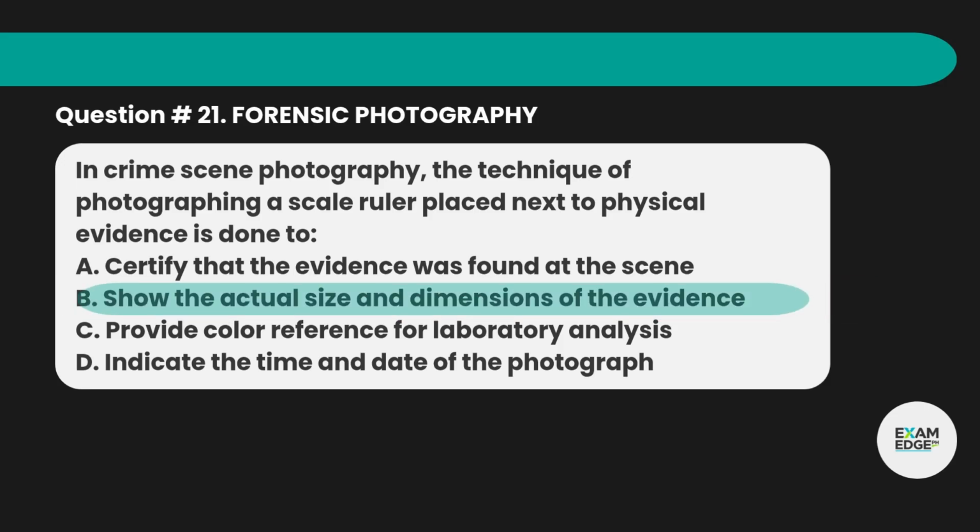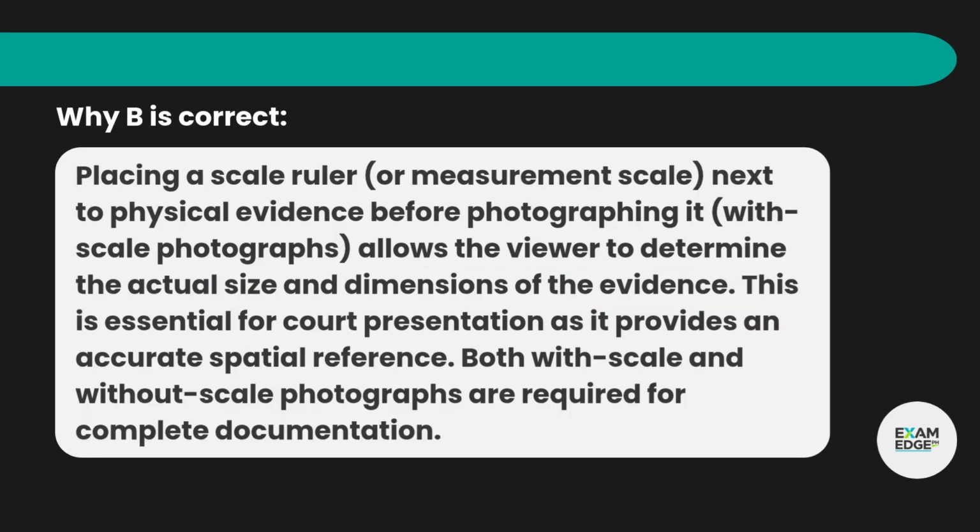Correct answer: B. Show the actual size and dimensions of the evidence. Why B is correct. Placing a scale ruler, or measurement scale, next to physical evidence before photographing it, with scale photographs, allows the viewer to determine the actual size and dimensions of the evidence. This is essential for court presentation as it provides an accurate spatial reference. Both with scale and without scale photographs are required for complete documentation.